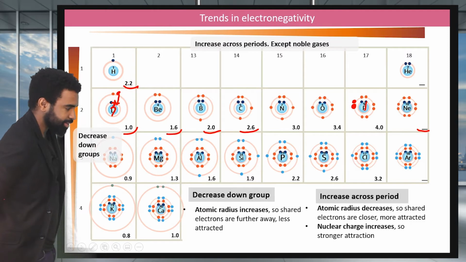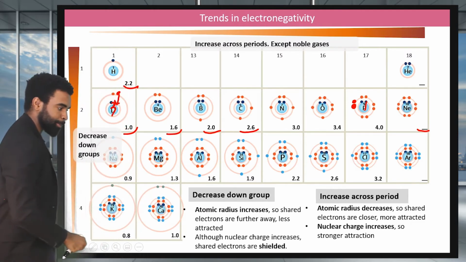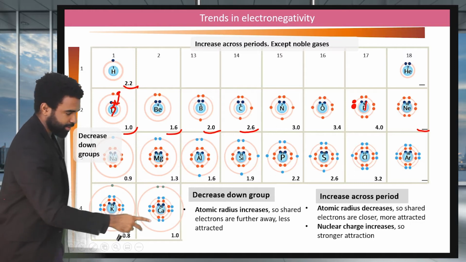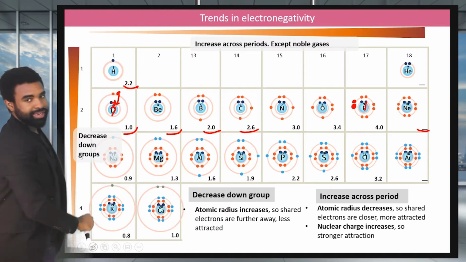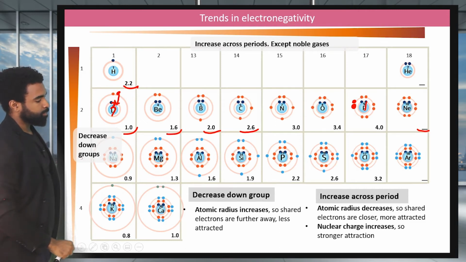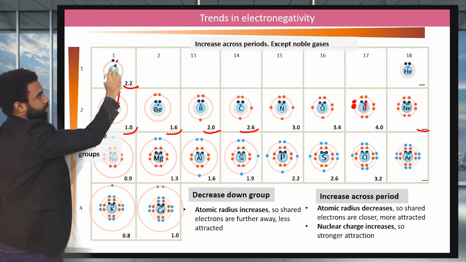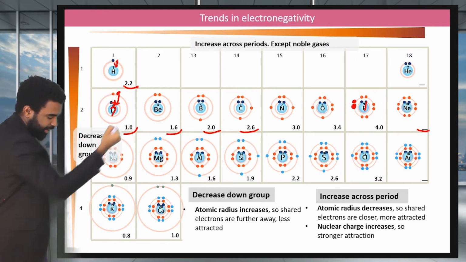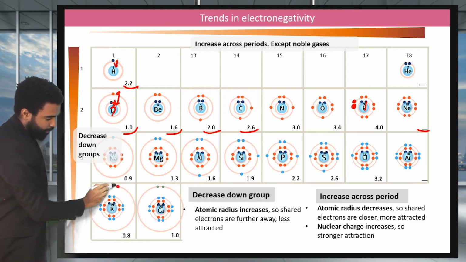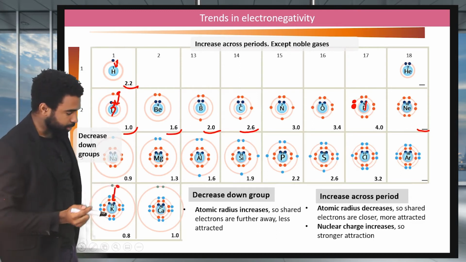Why does it decrease? Same reasons: atomic radius and nuclear charge. Oh well, nuclear charge doesn't affect it. We'll talk about that. So atomic radius is what? Is increasing down the group. So the shared electrons would be further from the nucleus. So here you would have shared electrons fairly close to that nucleus and therefore highly polled. Here we have them far away from the nucleus and therefore only very lightly pulled.